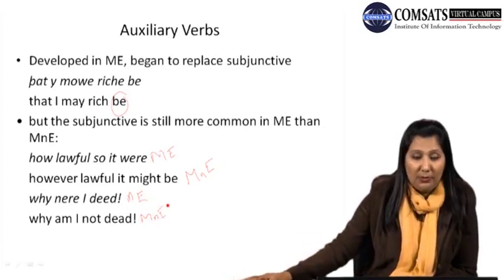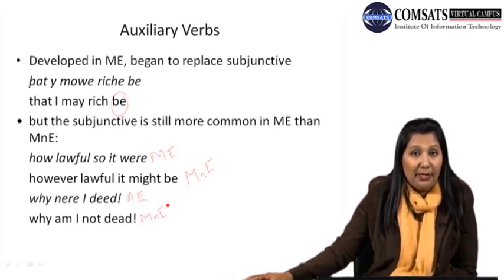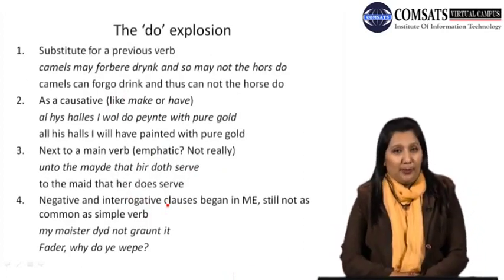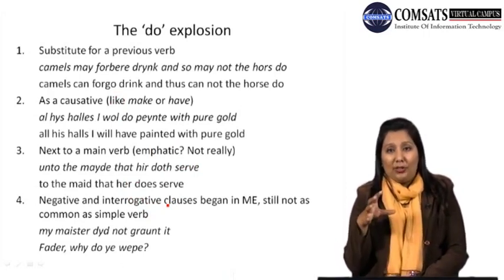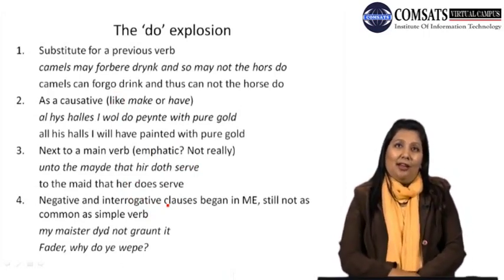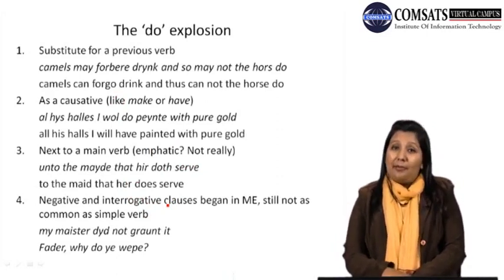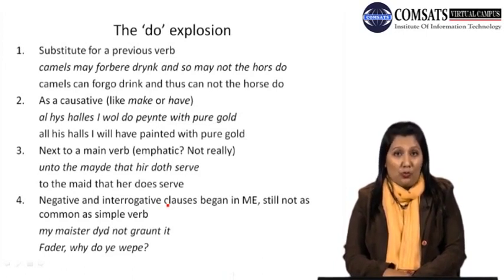So the auxiliary verbs started developing in this age, and they were introduced in this age. The do explosions. Let's see how this do has always been very, very troublesome for the students. They have been writing poor English because of this do. How? It substitutes for a previous verb.